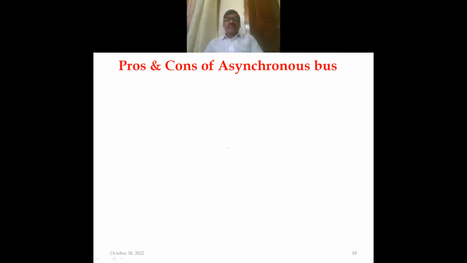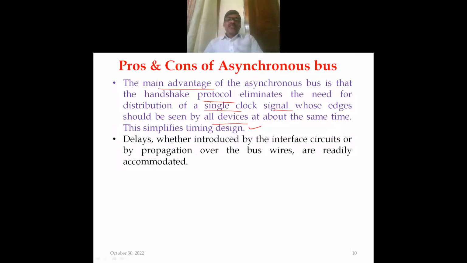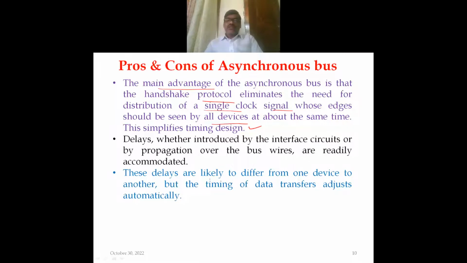Then what are the advantages and disadvantages of asynchronous bus? The main advantage of asynchronous bus is that the handshake protocol eliminates the need for distribution of a single clock signal whose edges should be seen by all the devices at about the same time. So this simplifies the timing design. The delays, whether introduced by the interface circuit or by propagation over the bus wires, are readily accommodated. These delays are likely to differ from one device to another, but the timing of data transfer adjusts automatically.